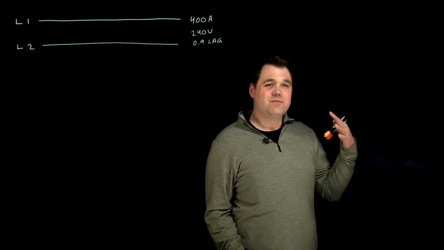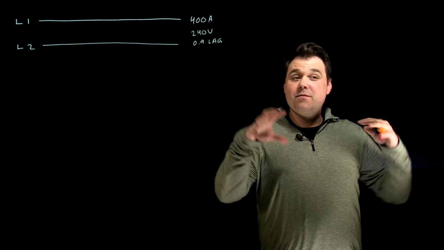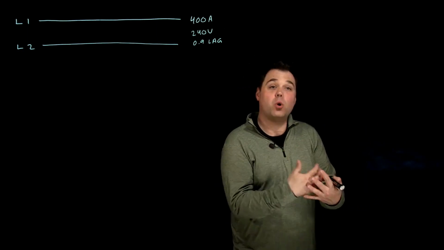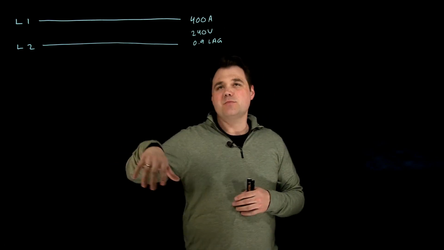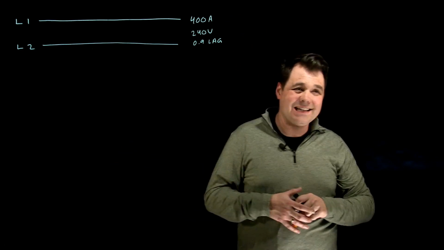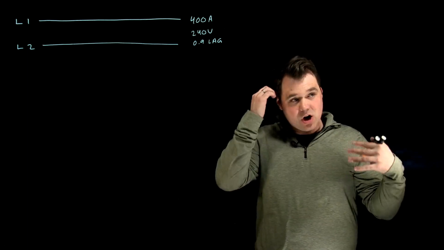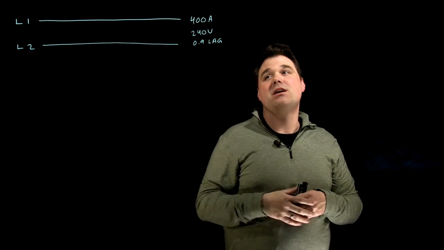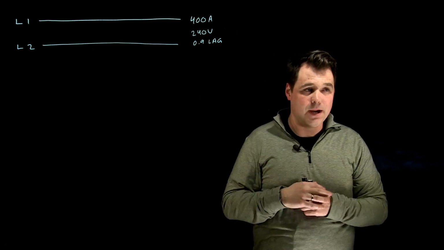Welcome to this calculation video where we're going to take information from a CT and a PT and calculate the watts, or the total power, in a circuit. So here's my circuit. I've got a 400 amp, 240 volt, 0.9 lagging circuit. It's currently drawing, well, we don't know. Those are its rated values, 400 amps, 240 volts. We just know it's a 0.9 power factor.